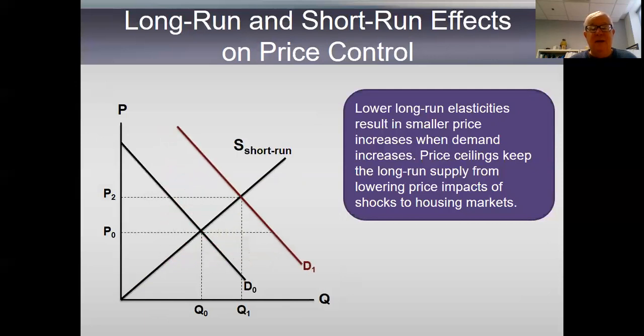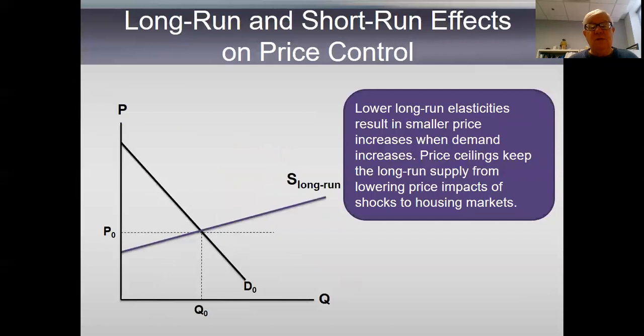Okay, so here we've got demand has gone up for a good from D0 to D1. In the short run, you see that we have an increase of quantity from Q0 to Q1, and we have an increase in price from P0 to P2. Now here's the long run curve. Remember, in the long run, there are more substitutability opportunities, and so we are able to lower the elasticity of supply, of demand. All right, so let's see what happens.